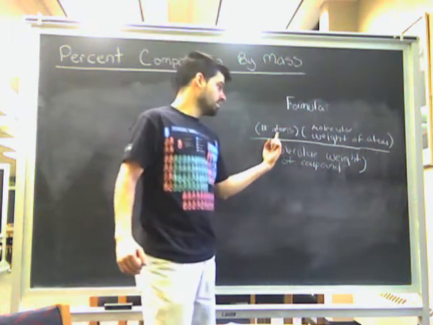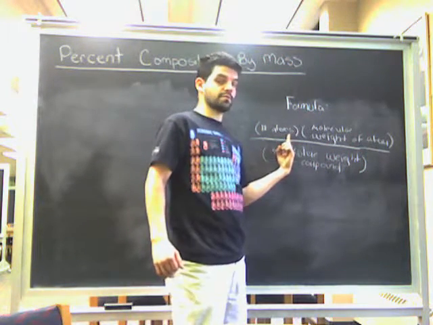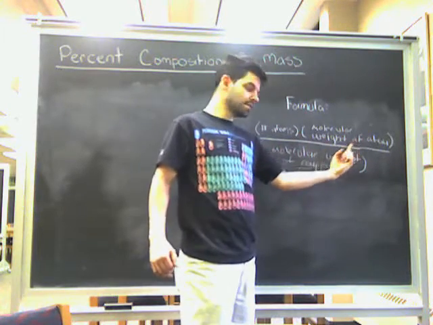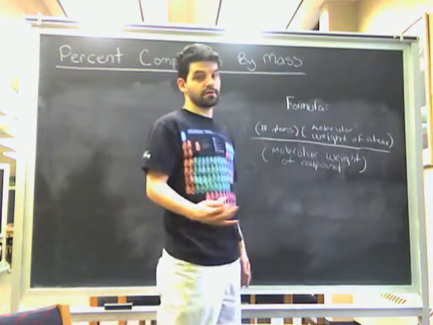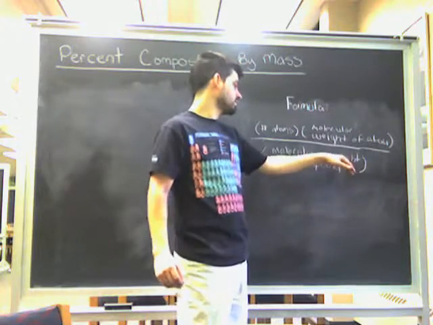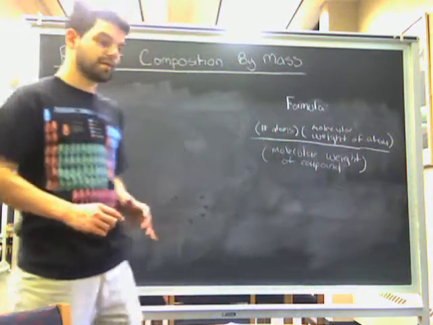You're going to take the number of atoms that you have of your specific atom that you're deciding its percent composition, multiplying it by its molecular weight, which again is determined by the summation of protons and neutrons, and you can find it on your periodic table. Then you're going to divide that whole thing by the molecular weight of the compound itself.